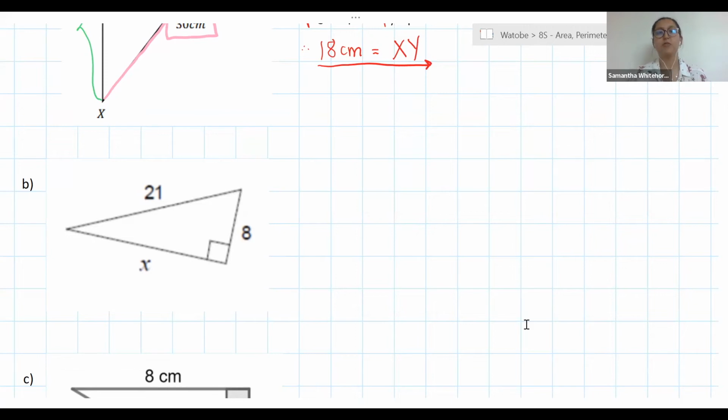Right, if we're struggling a little bit, it is okay to get a decimal. So if you're getting decimals, don't panic. Sometimes we do get decimals. It's absolutely fine. Don't stress.